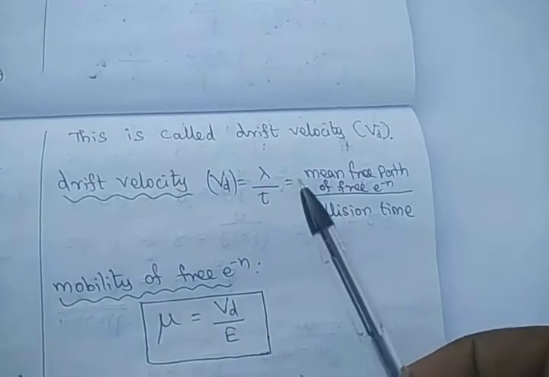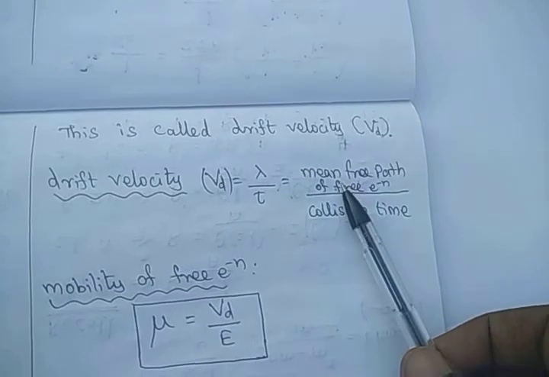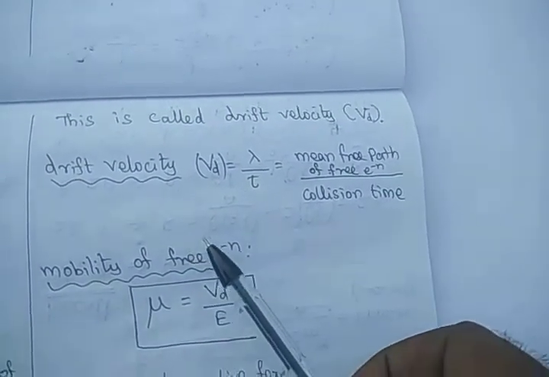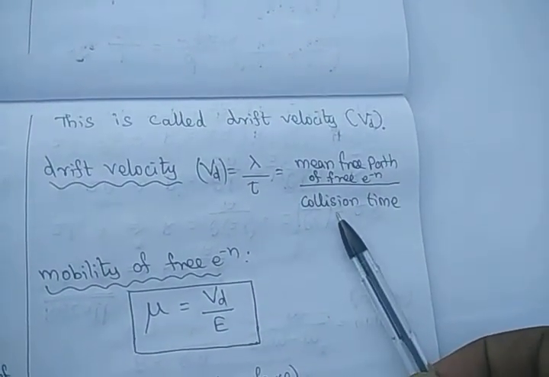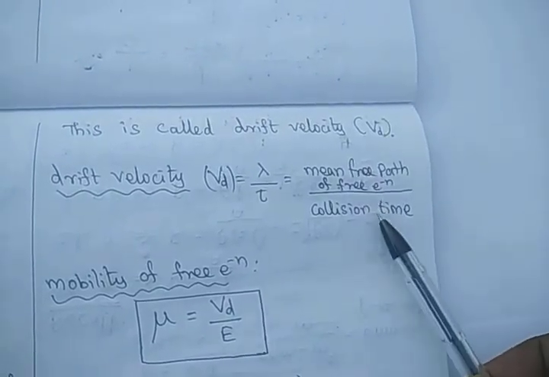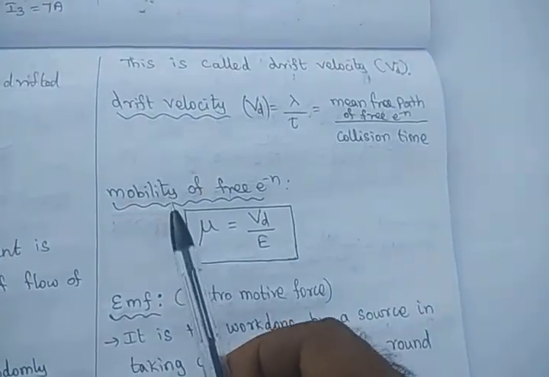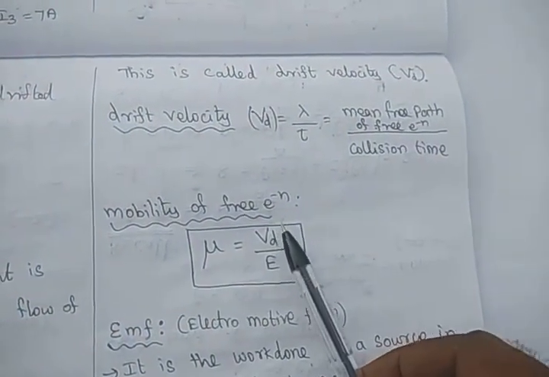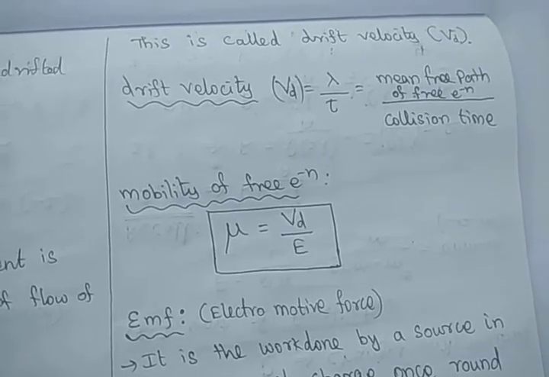Again, what is lambda? Lambda is the mean free path of the free electron, the average distance traveled by the free electron between two successive collisions. Collision time means the average time taken by the free electron between two successive collisions. So the distance by time is the drift velocity. And we can also define the mobility of the free electron. It is defined as the drift velocity of the free electron per unit electric field, that means per unit potential difference.